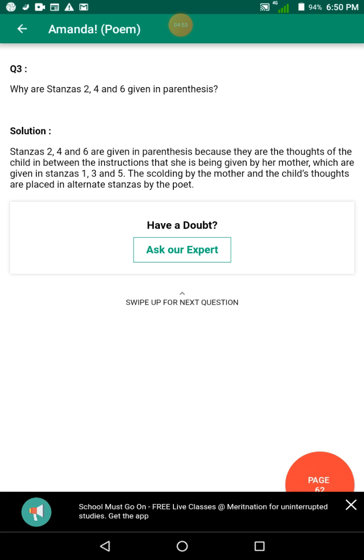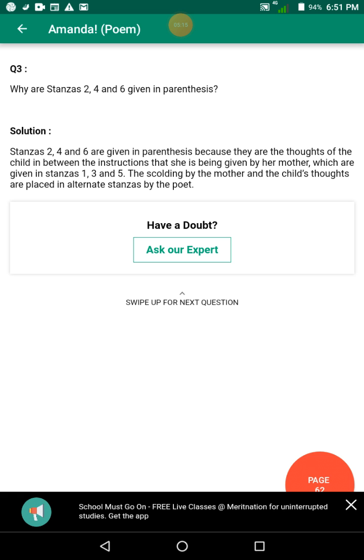Stanza 2, 4 and 6. First, when you are doing this, keep the poem next to you so that it will be easy for you. The 4 plus 4, 8 marks question, that is, it will be a single question. 4 or 5 lines of the poem will be given and you will be asked questions on it.